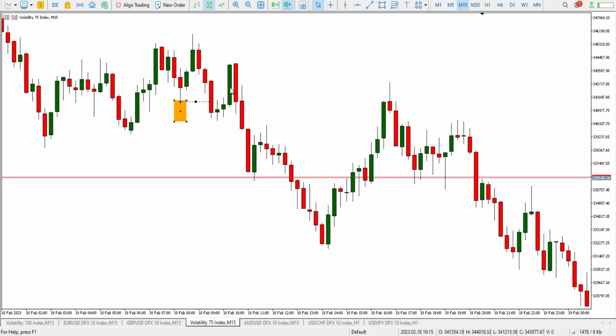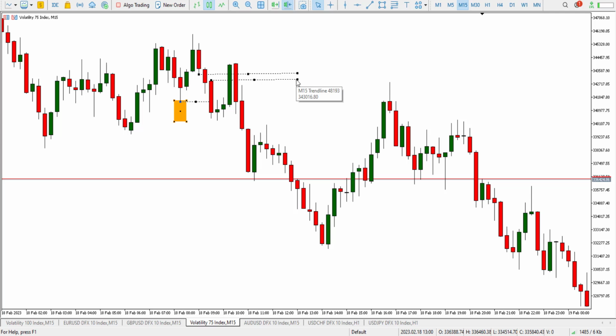It will come back to an internal range liquidity. What is that internal range liquidity? They are in form of fair value gaps. By the way, if you don't know what a fair value gap is, make sure you watch the videos on this particular playlist.